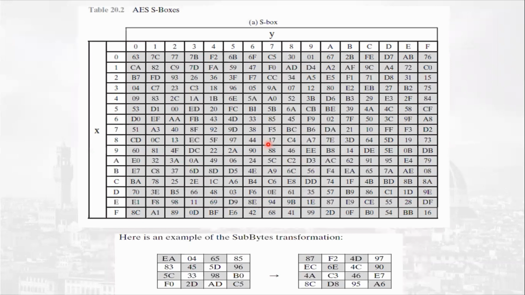Now again, this is hard coded. No one knows how this S box has been generated, and that is why AES is still secure, and no one could break it till now. Now, how to use this S box? Consider that this is an input that you are getting.